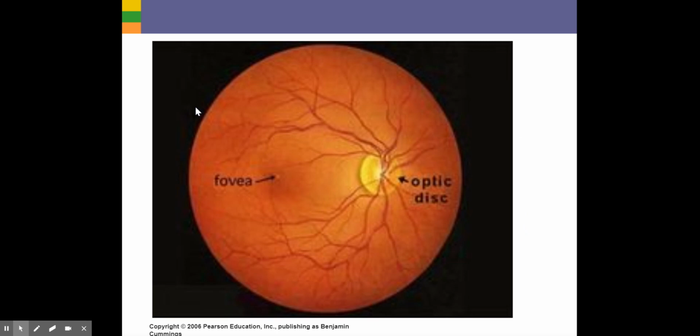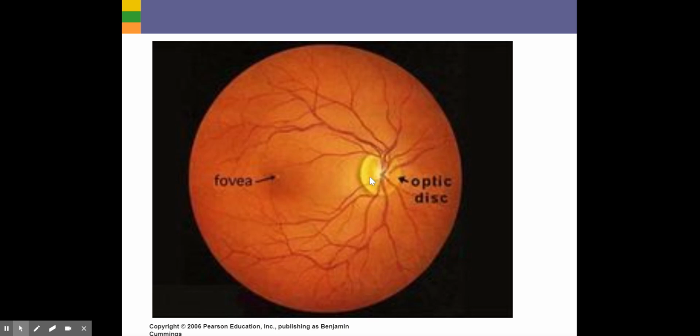Okay. Here's just kind of a scan of the inside of your eye. If you've ever gone to the eye doctor, you might have seen this. They usually take a camera and take a picture of the inside of your eye. What they're looking for is the health of the eye. So they do want to see some blood vessels and want to make sure that there isn't any deterioration of them.